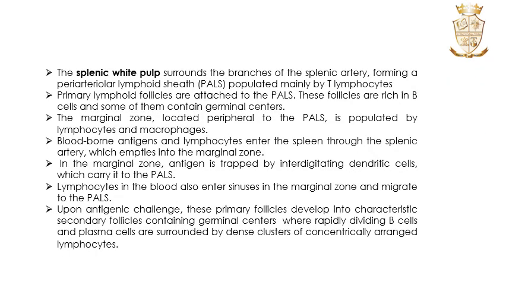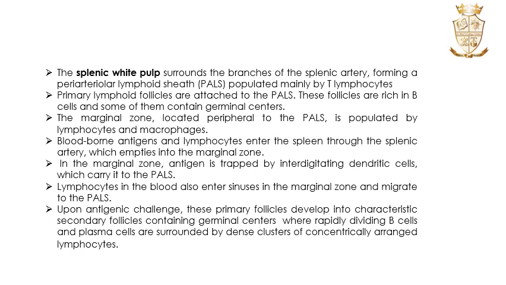The splenic white pulp is the next region. The splenic white pulp surrounds the branches of the splenic artery, forming a periarteriolar lymphoid sheath populated mainly by T lymphocytes. Primary lymphoid follicles are attached to the periarteriolar lymphoid sheath. These follicles are rich in B cells and some of them contain germinal centers. The marginal zone located peripheral to the PALS is populated by lymphocytes and macrophages.